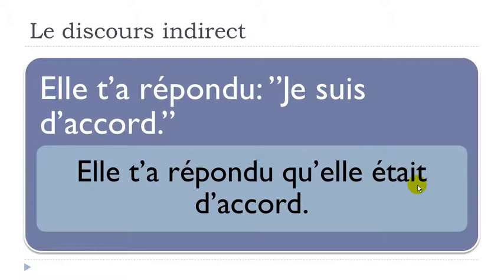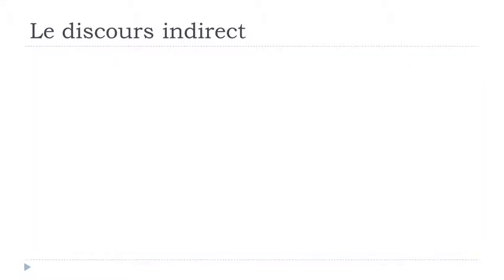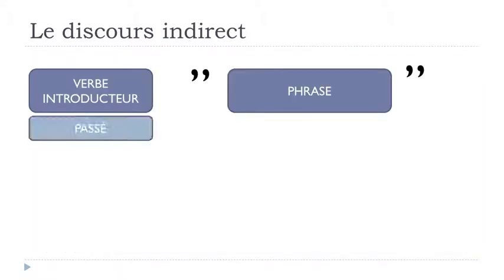That's the rule, okay? Don't think about why or how, just put it in the imparfait, okay? And you get the sentence, elle t'a répondu qu'elle était d'accord. All right? So this is the way you should follow if you want to make this discours indirect. In the first part you've got the past, and in the second part you've got the present form.